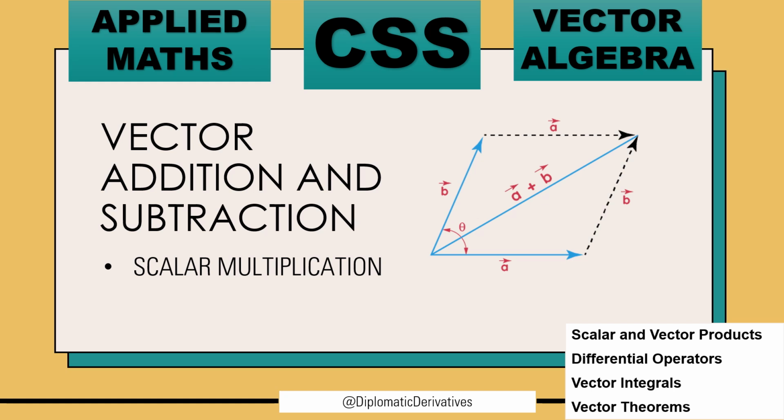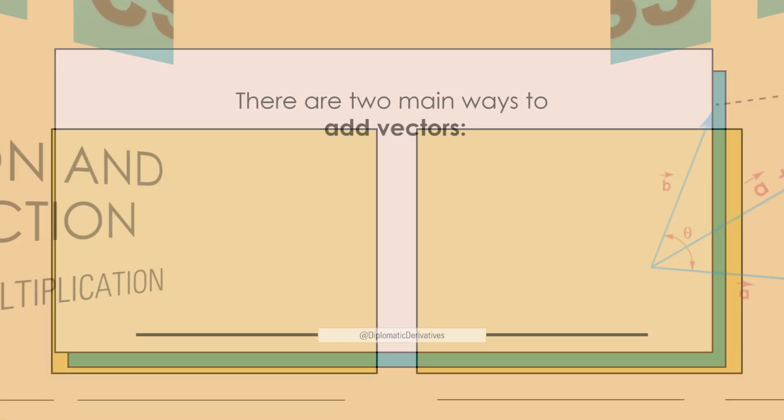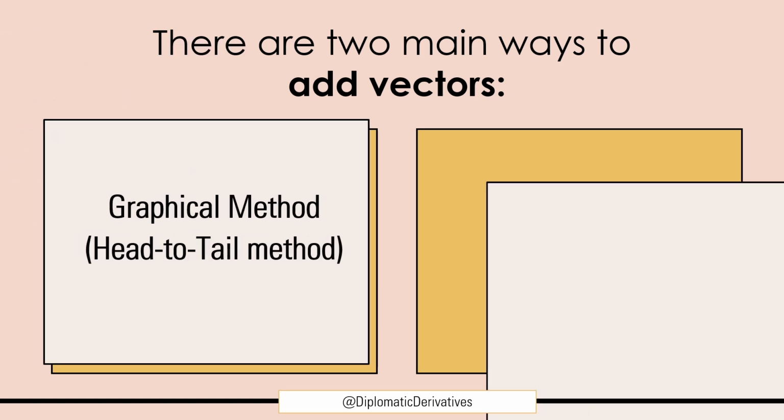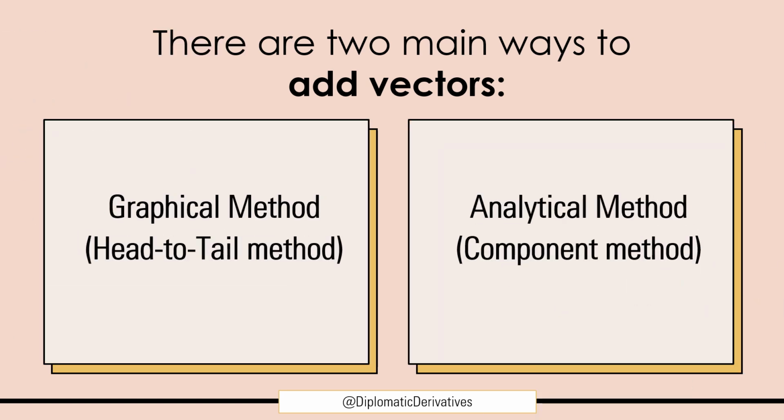Now we move on to vector addition, vector subtraction, and scalar multiplication. So let's see how we add vectors. There are two main ways to add vectors. Number one, the graphical method, and number two, the analytical method. The graphical method is the head to tail method, the most common method used to add vectors, and the analytical method is also a very simple method. We'll see step by step how to perform both of these operations.